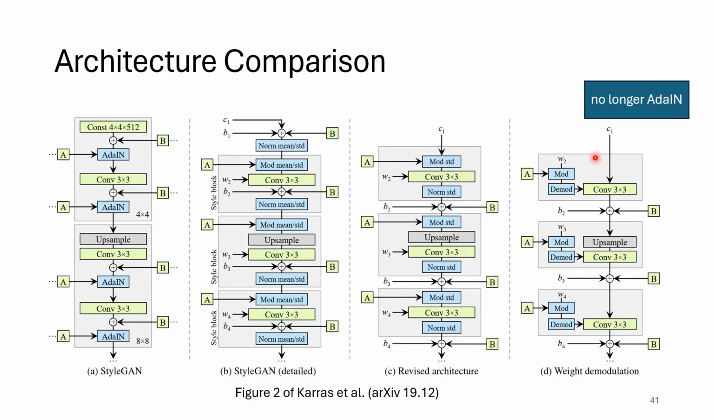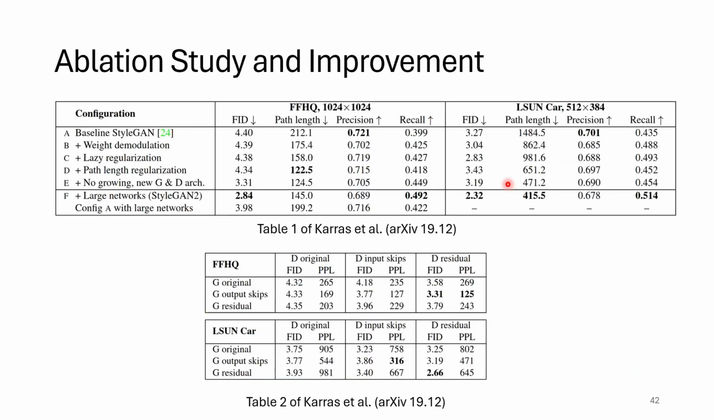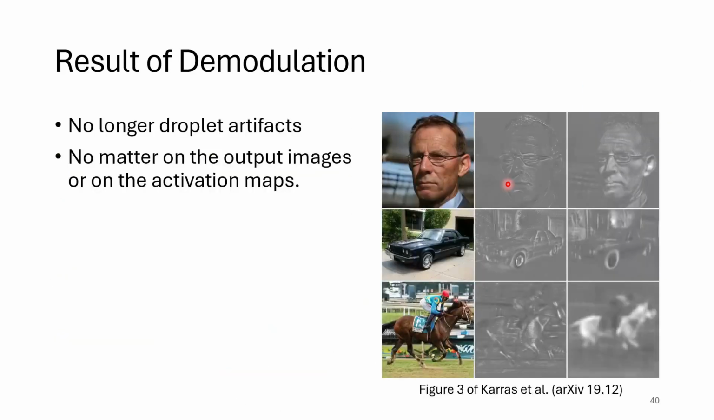They change the architecture. So this is StyleGAN V1. They remove AdaIN and change it to modulation and demodulation. So there is no longer AdaIN. However, in the modulation version, the parameters are also controlled by the intermediate latent space vector W.